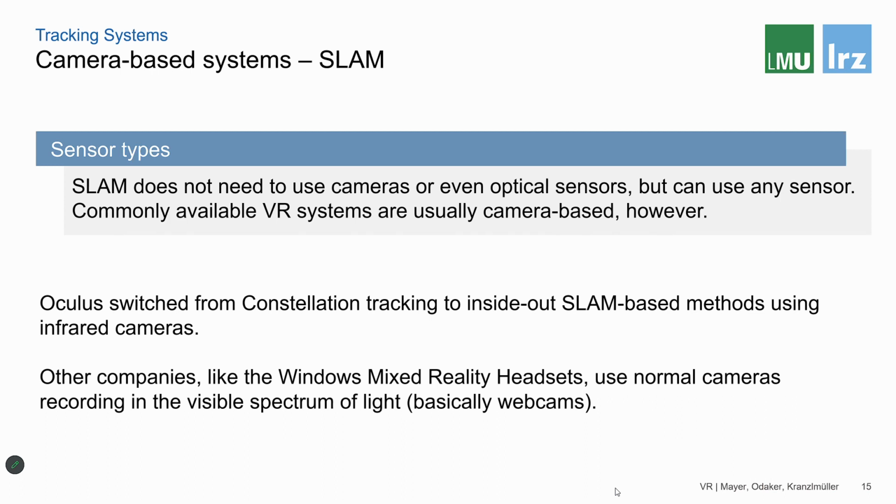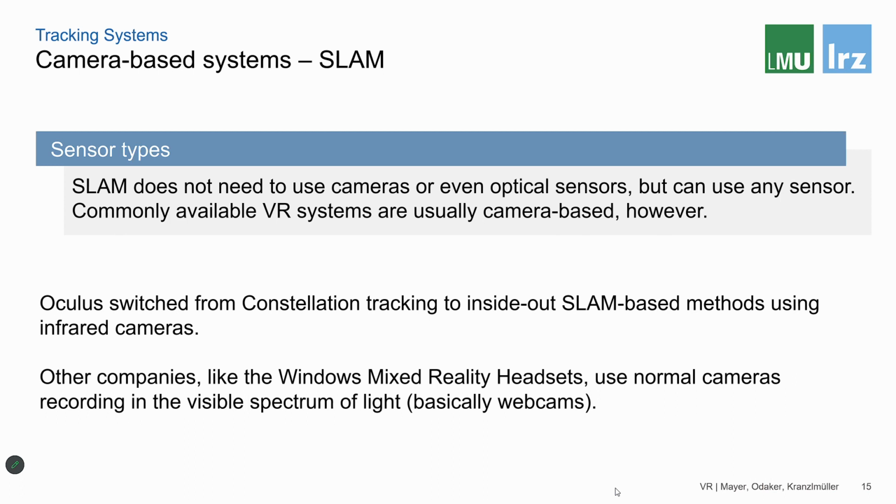The idea is also applied in VR systems. So VR systems usually do camera-based tracking. And we already talked about inside out and outside in tracking. Well, inside out tracking is basically the same as SLAM-based tracking systems. So you have these cameras that are mounted on the head-mounted display, and these cameras observe their surroundings. And then they try to build a map of their surroundings.